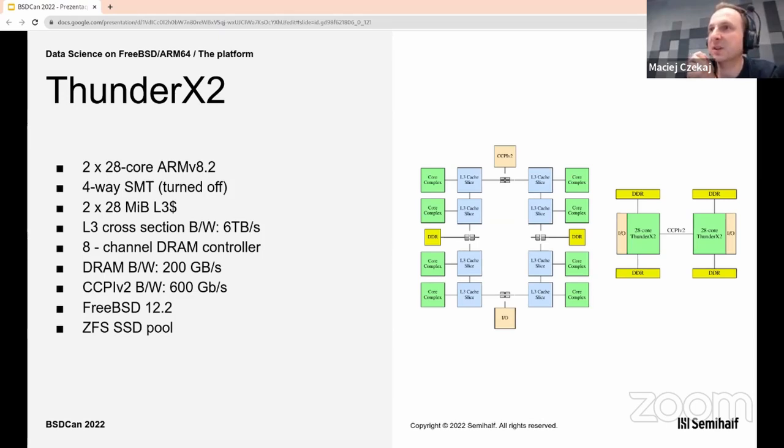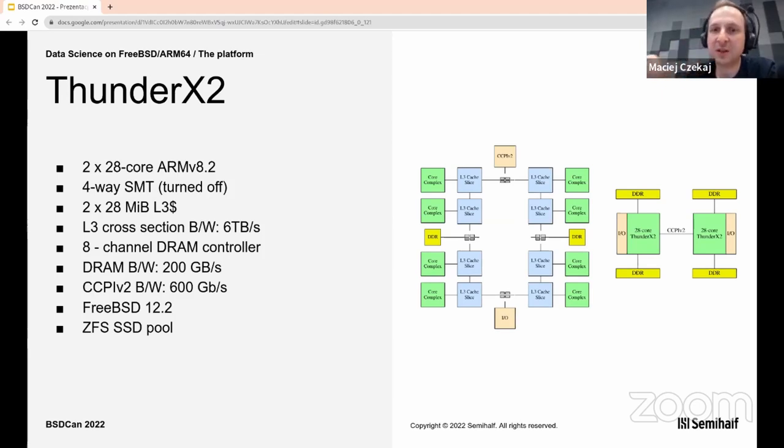It's got two sockets. Each socket has 28 cores. It's four-way multi-threaded, I mean four-way SMT, but we haven't been using multiple threads on one core. This kind of experiment doesn't benefit from it, so it was turned off. Quite a lot of L3 cache, around 1 megabyte of L3 cache per core. The cache is distributed in a cluster, which you can see on the right-hand side.